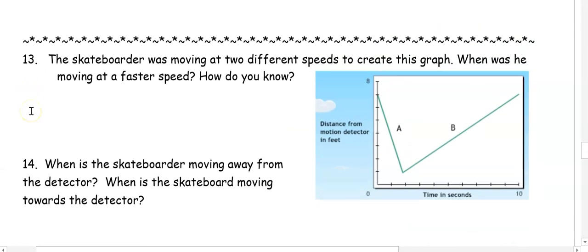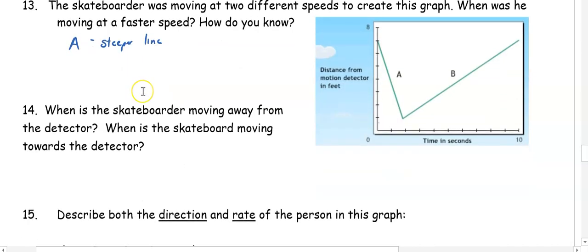In number 13, the skateboarder was moving at 2 different speeds to create this graph. At which one is he moving a faster speed? So we want to look at which line is going to be steeper. So in A, he covered more distance in a shorter time. So A is the faster one because it's a steeper line.